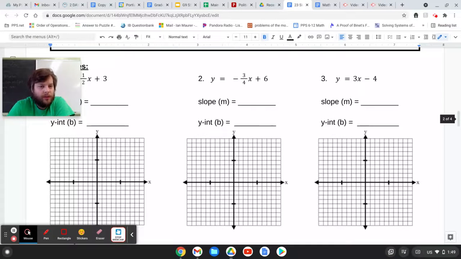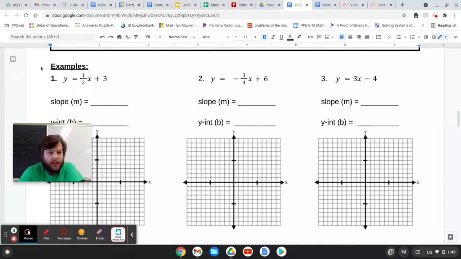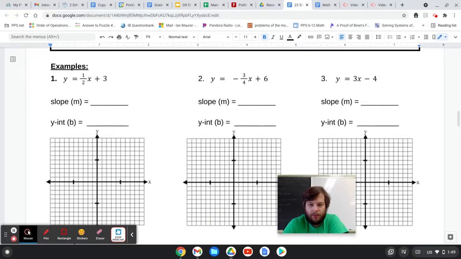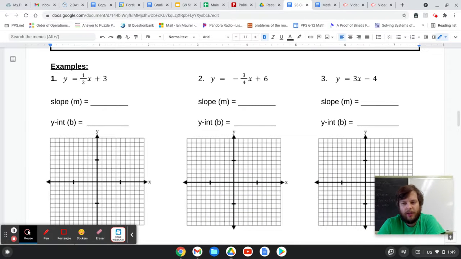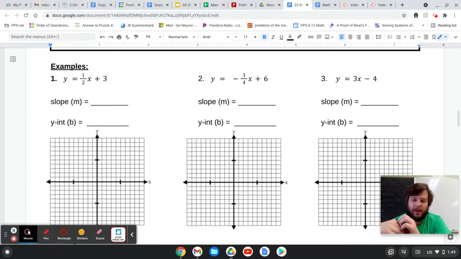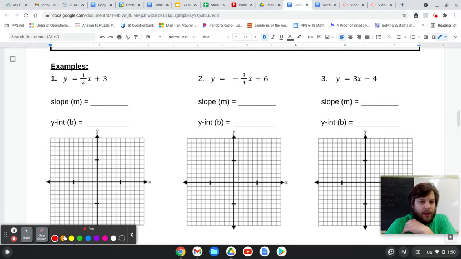So I'm going to do these same three equations again, but just a slightly different way to do it. One of the nice things about this unit is that you can do things using a shortcut, or you can do things by creating solutions. There's lots of different approaches to graphing these equations. So what I want to show you is making a table.